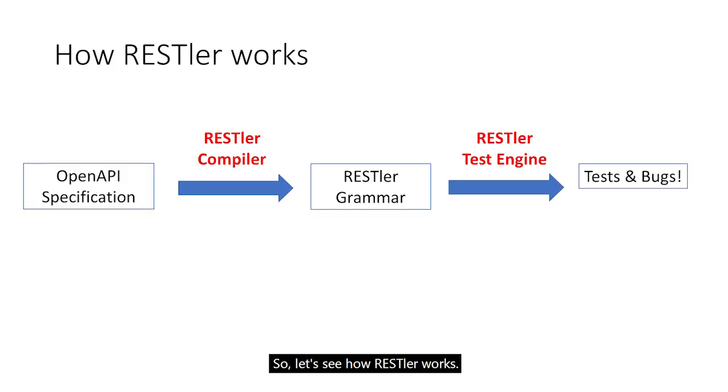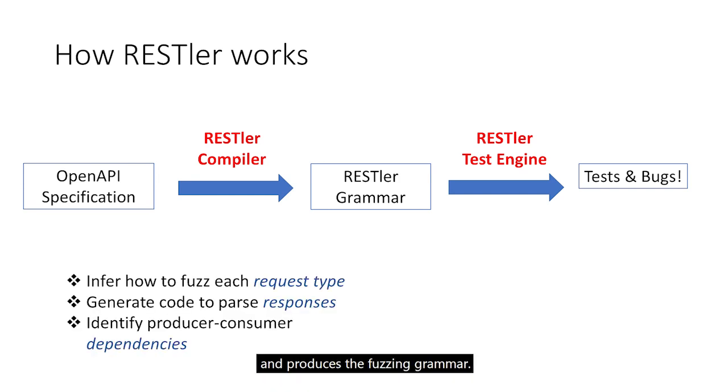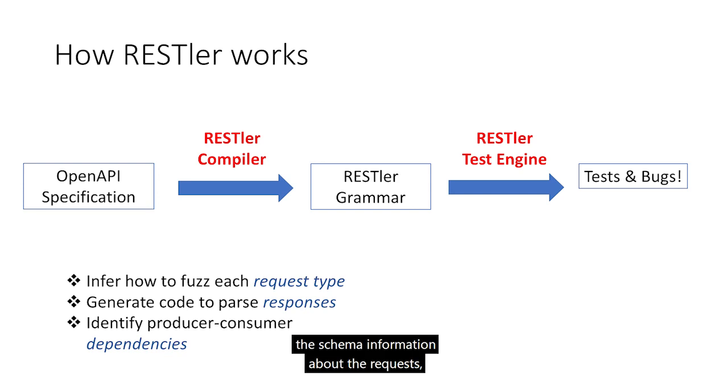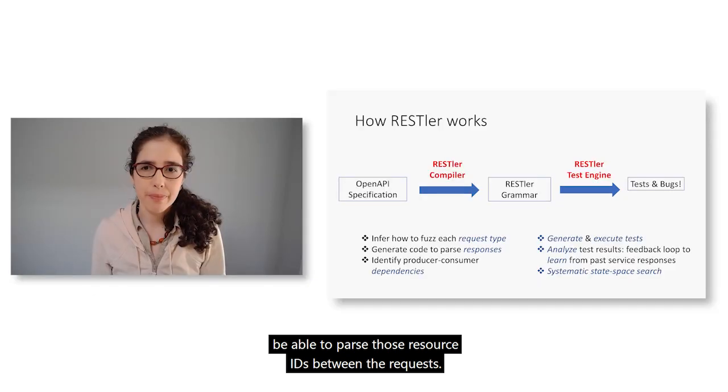So let's see how RESTler works. RESTler has two main components, a compiler and an engine. The compiler takes an API specification and produces the fuzzing grammar. This fuzzing grammar has all of the schema information about the requests. It has information about the dependencies, so what resources created by one request are used by another request. And it has code to parse the responses to be able to pass those resource IDs between the requests.